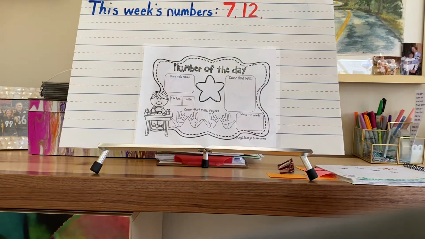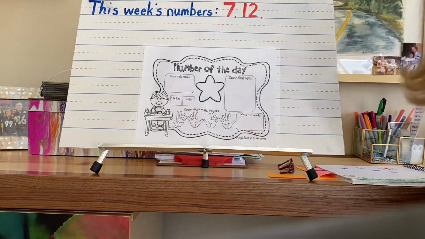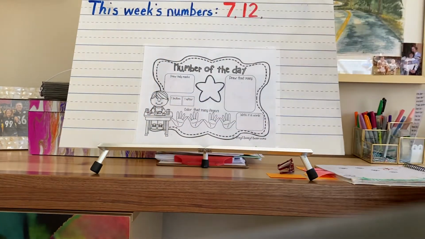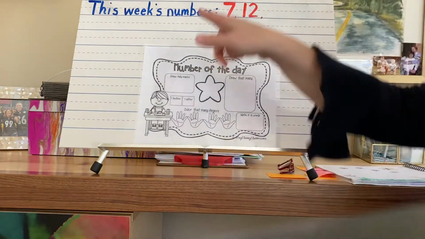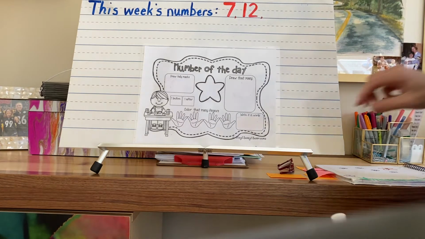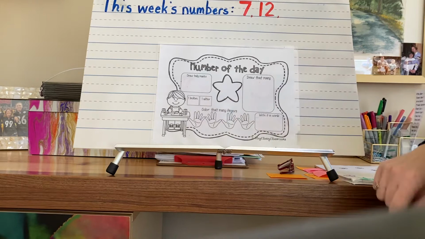Right, good morning everyone. Let's do our number of the day. So our number of the day today is the same number that is our date. If you watched the calendar already, you will know that our number of the day today is 12. Okay, so let's start at the beginning like we normally do. Let's go ahead and write the number 12 right here.